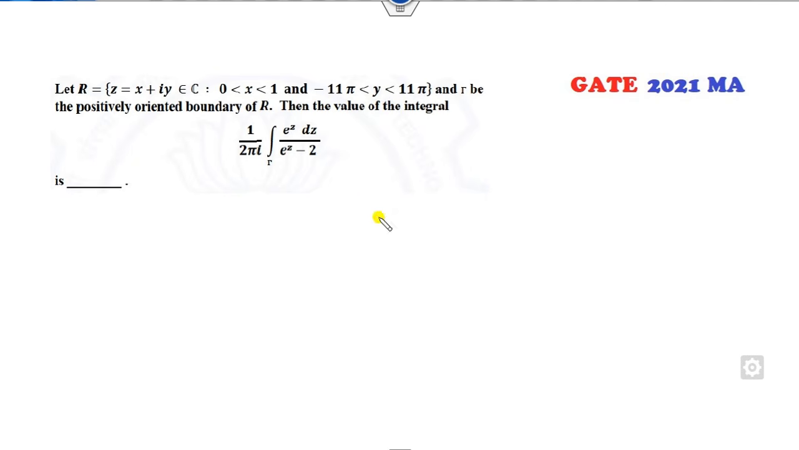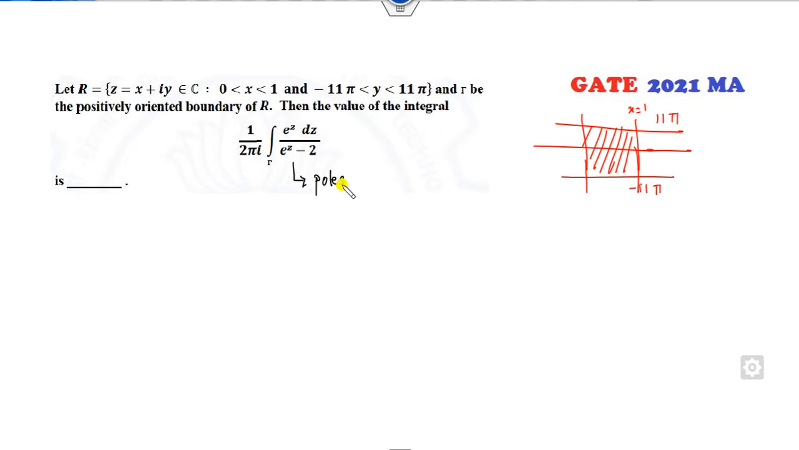Okay, now look at this another one which is given to be here. Okay, 0, 1 pi is there, positive oriented of this. So x varies from 0 to 1, y varies from minus 11 pi here, and this value, it is 11 pi, it is minus 11 pi, this is x is equal to 1. So this is my area. Fine. Now can you find the pole of this? Can you find the pole of this? So the pole will be e raised to power 0. So z will be my log of 2. Fine. This is the way.